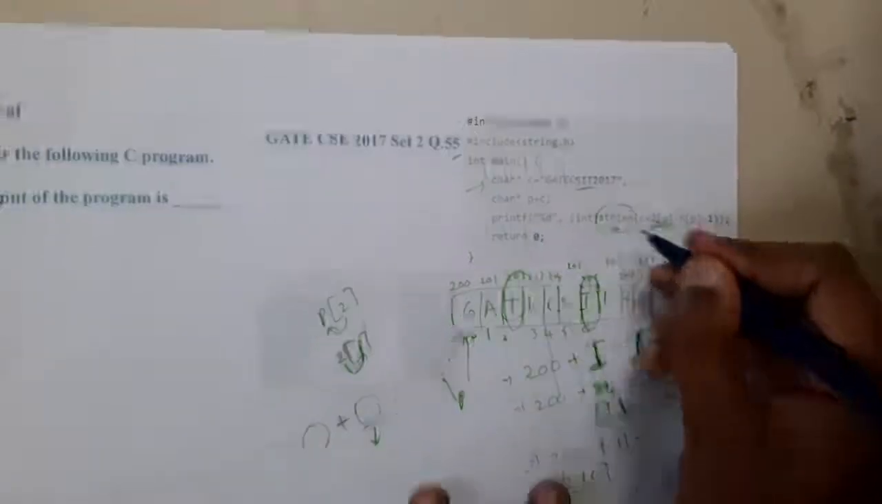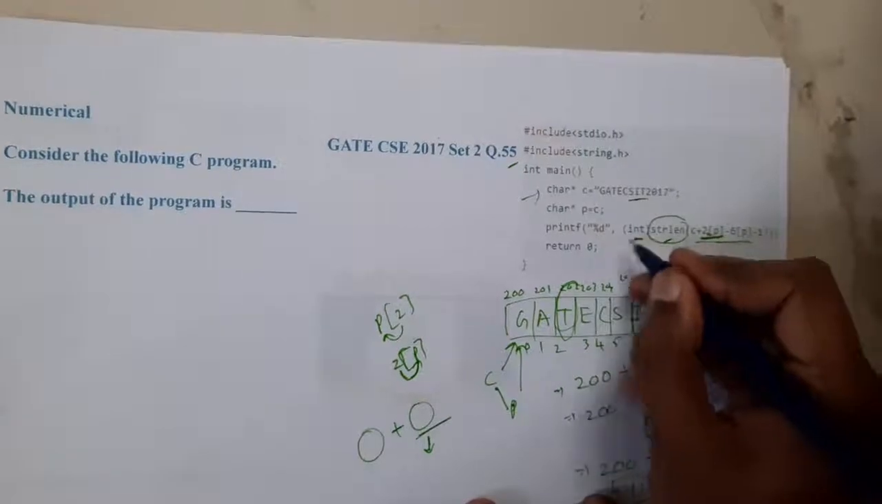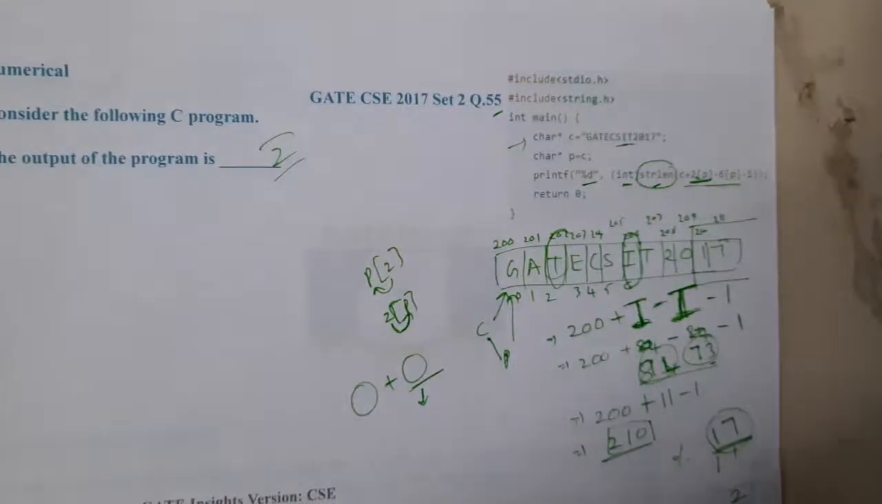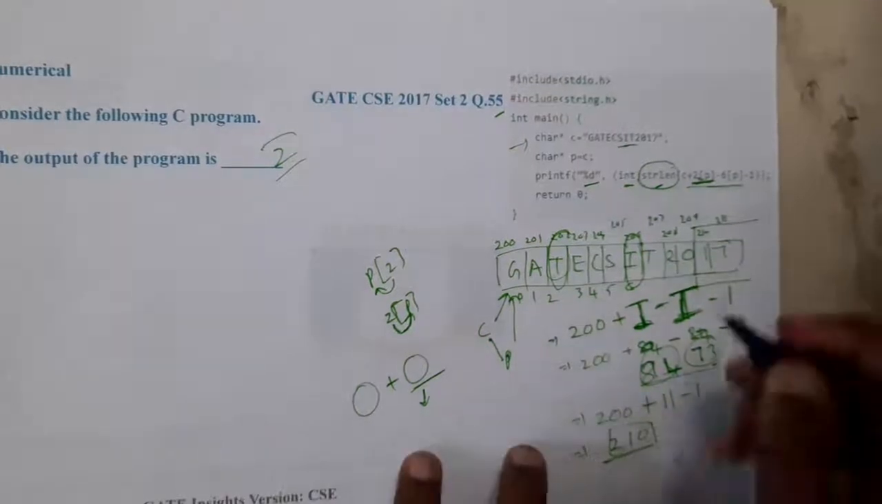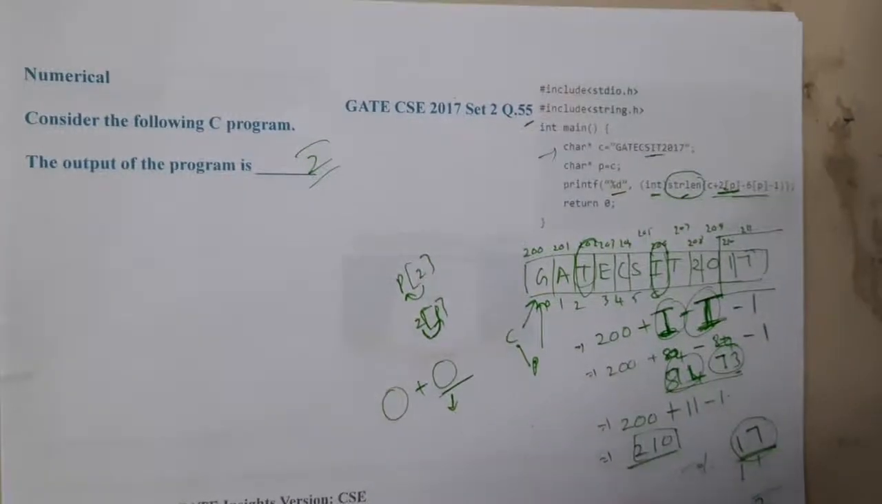So what is that length? It is a 1, it is a 2, so the length will be 2. We are printing it with percentage d, so 2 will be the result. Got it? The only thing you should have an idea about is the ASCII values. That is the only thing you should remember in this question.